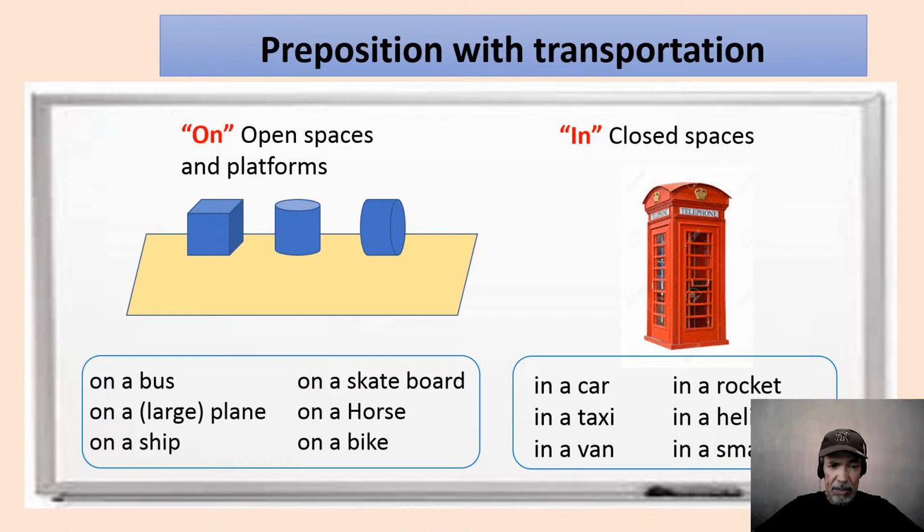Let's see the examples. On a bus, on a large plane, on a ship, on a skateboard, on a horse, and on a bike. Let's see the word in: in a car, in a taxi, in a van, in a rocket, in a helicopter, and in a small boat.